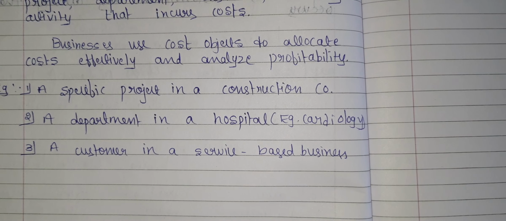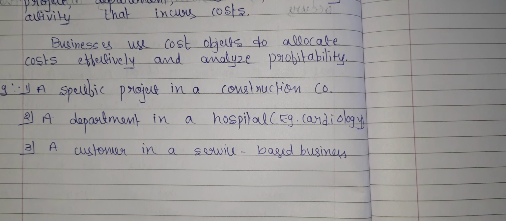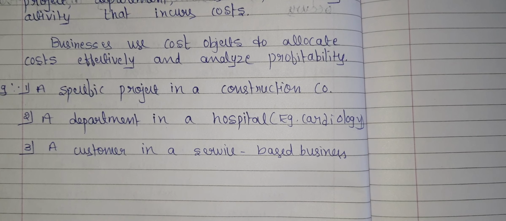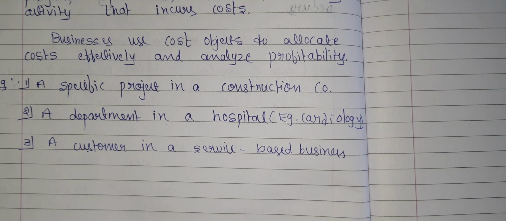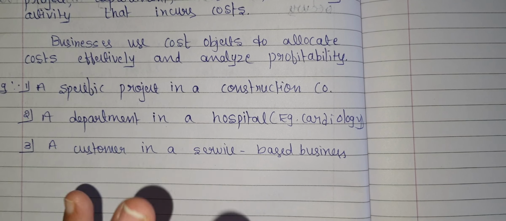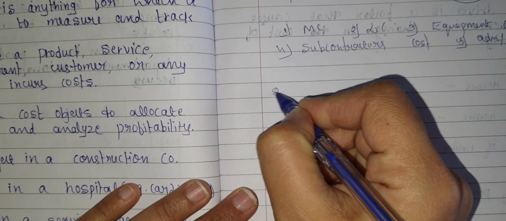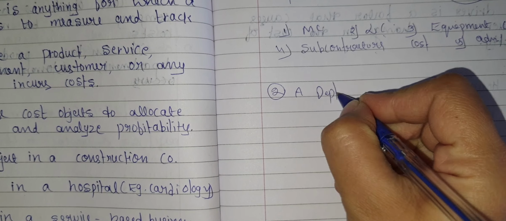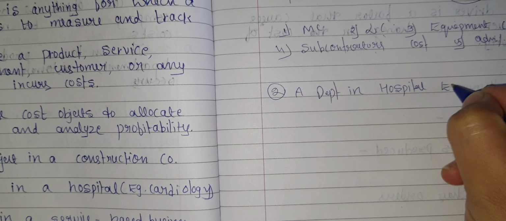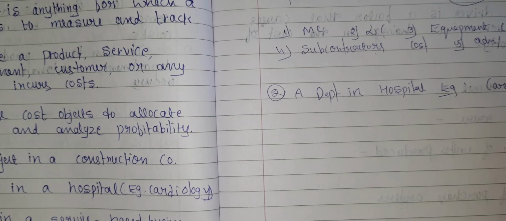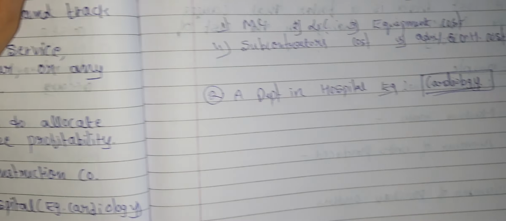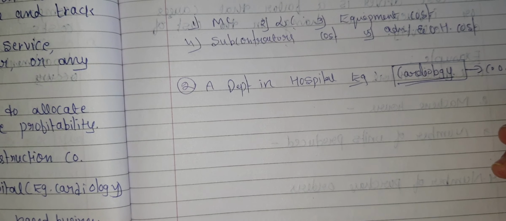For example, a department in a hospital. The department has to be treated as a cost object. The second example is a department in a hospital. Take the example of cardiology. Cardiology is the department, and we treat it as a cost object.